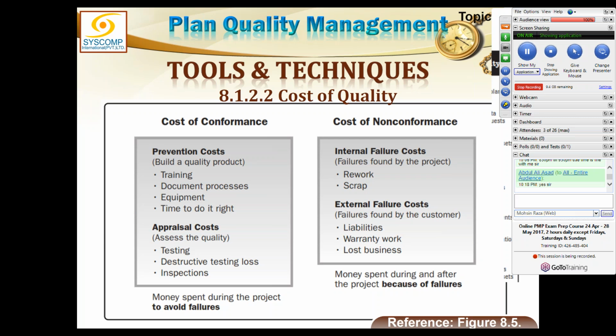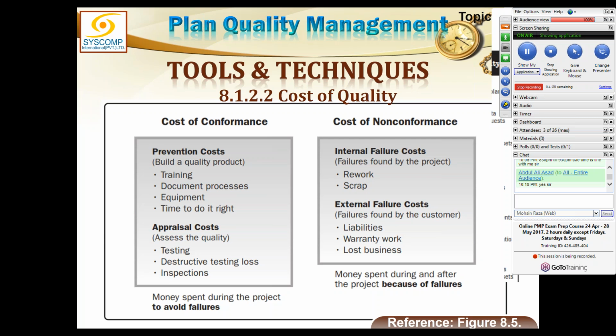Appraisal cost is that you hire some resources, you do the testing, there's a destructive testing, the items will be naturally lost. If you order some missiles coming from some other country, you just can't accept them that they are okay. You have to fire some of them to see if they really work. But whatever you fire is wasted. But that at least is a quality check. So you have to do some kind of appraisal, and some money will be spent in that. And naturally, inspections also will cost.